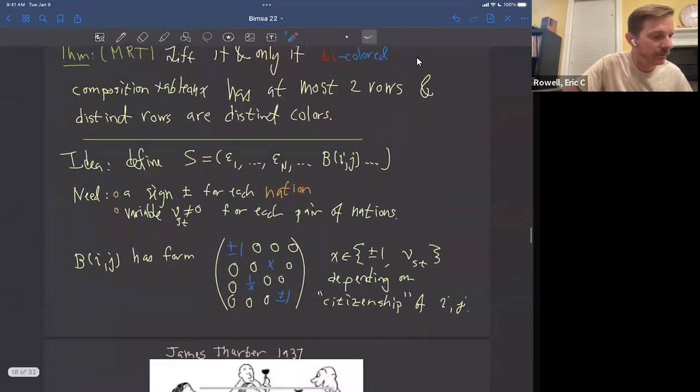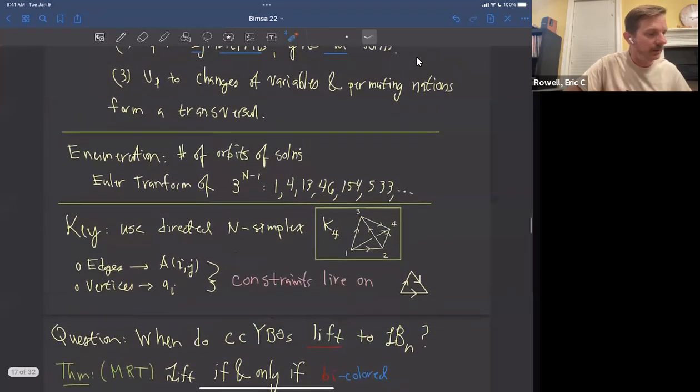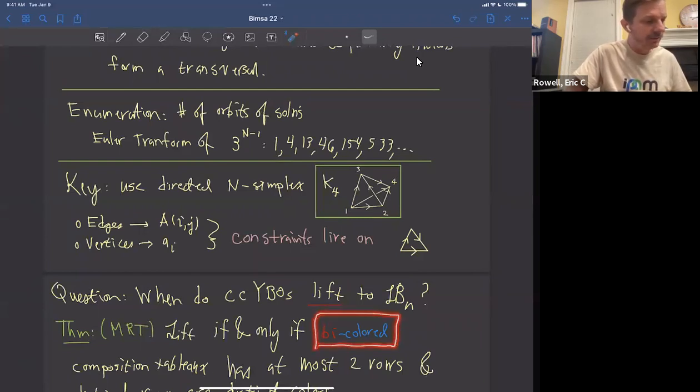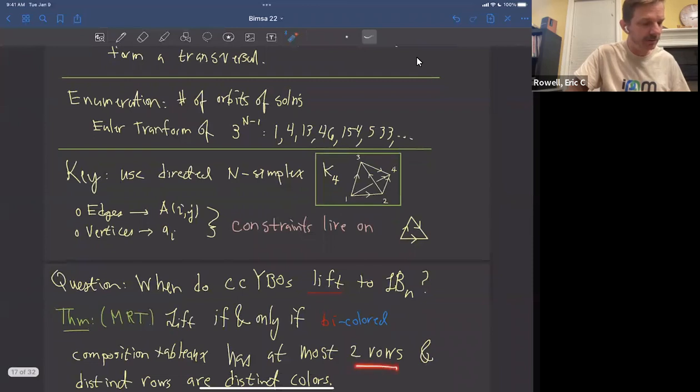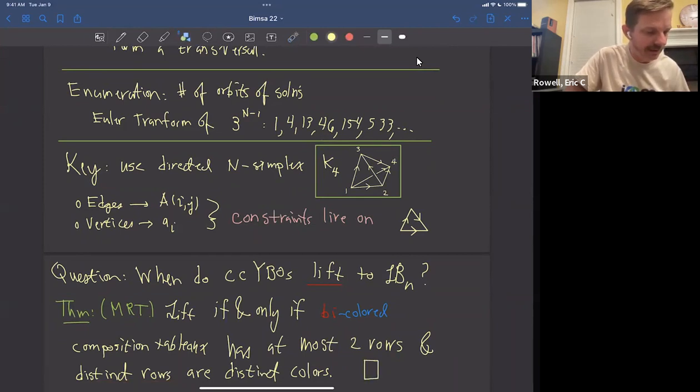So when do they lift? Well, we recently proved a theorem that they lift if and only if the corresponding bicolored composition tableau has at most 2 rows, and whenever there's more than 1 row, they need to be different colors. Okay, so something like 2 rows, right, something like that.